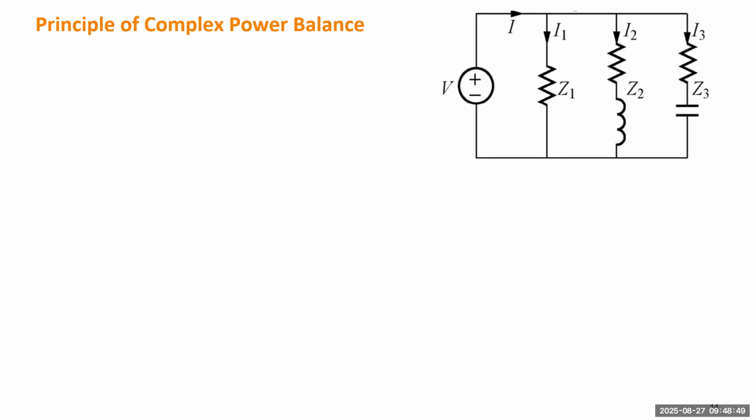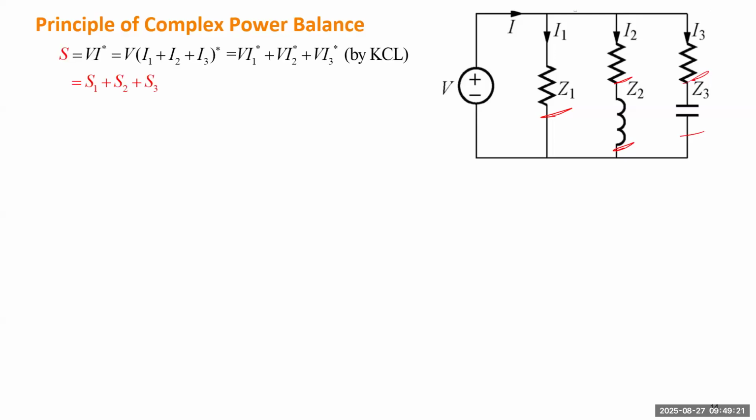So let's talk about one important and very useful principle in power systems, which is complex power balance. Let's assume we have a more complex circuit with a single source supporting three branches connected in parallel. The first branch only has a resistance. The second branch has resistance and inductance, and the third one has resistance and capacitance.